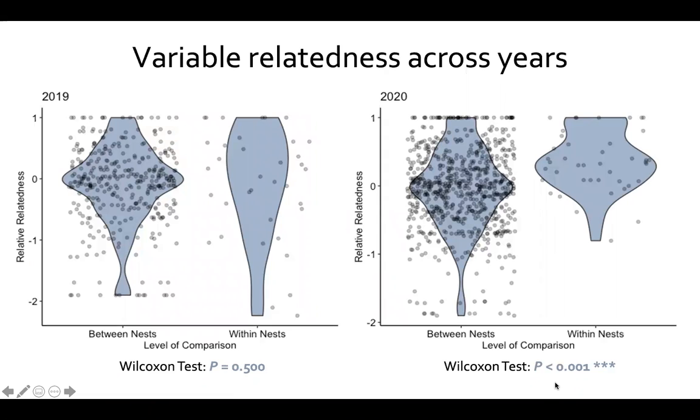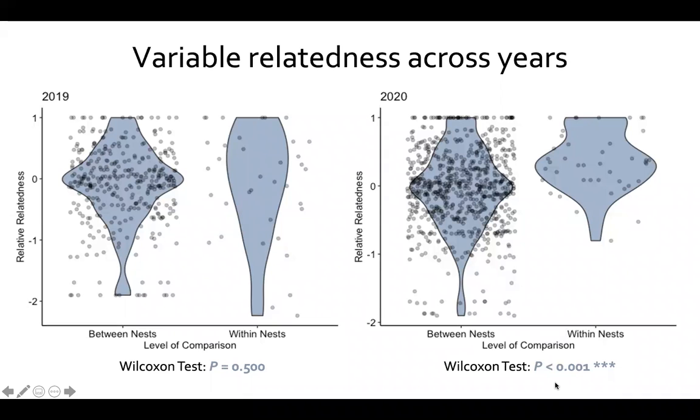So we found mixed results across sampling years. Each point here represents a pairwise comparison between 2 female bees, either in different nests or from the same nest. So a relative relatedness value of 0 refers to average relatedness between any 2 bees in the sample. Negative values mean that bees are less related than the average relatedness in the sample, and positive values mean they are more related than average.